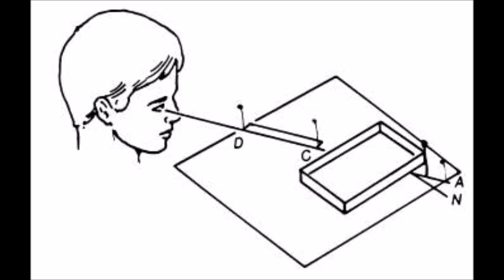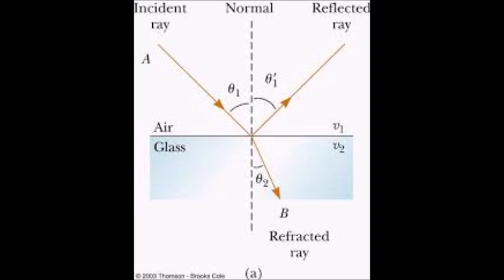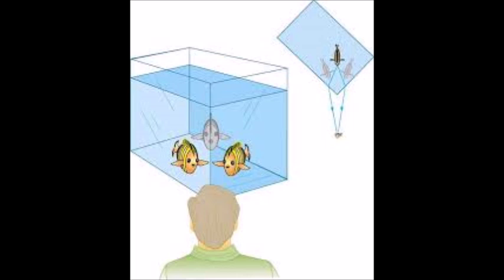The law of refraction, which is also known as Snell's law, compactly describes what happens to the trajectory of a beam of light as it passes from one medium, such as air, to another, such as glass.